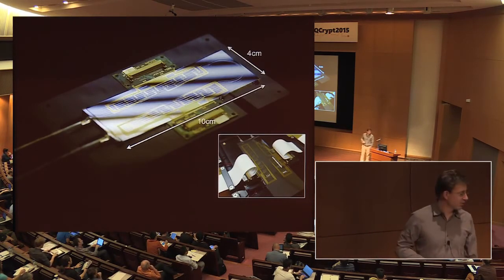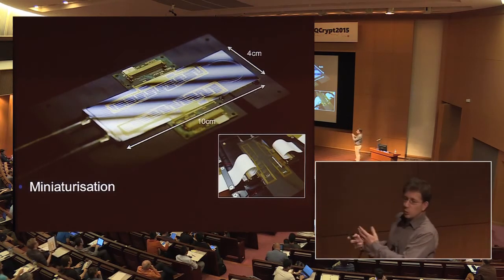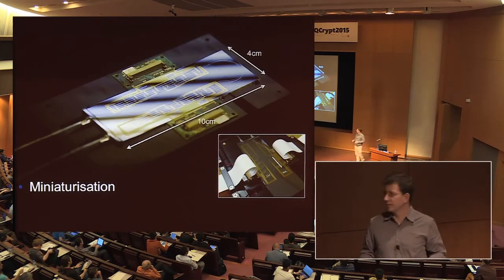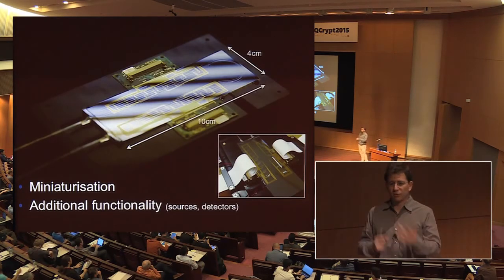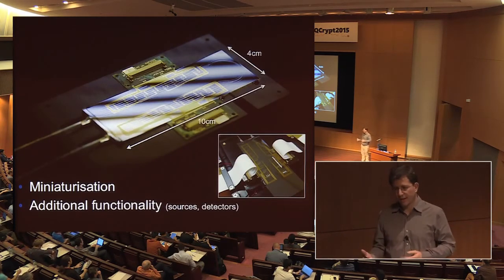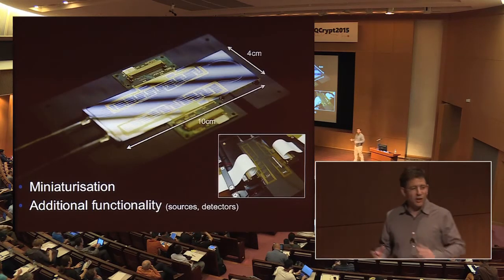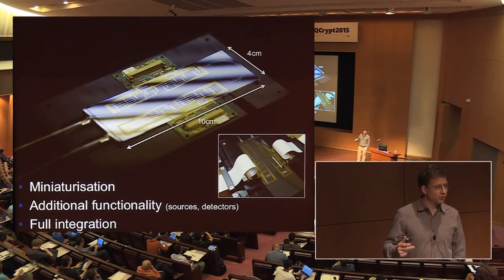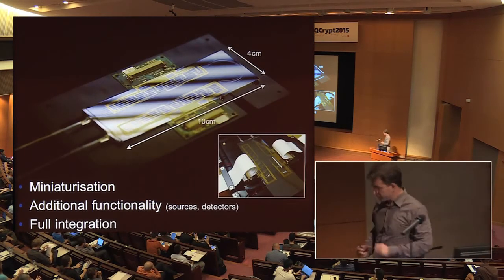And so over the last couple of years, we've been looking at ways of moving towards a more miniaturized technology, so we can go beyond the limits of this glass-based approach. Ways of bringing additional functionality. How do we get photon sources onto these devices? How do we get photon detectors? How do we get all the fast control electronics integrated? And then really moving towards a fully integrated quantum technology platform.